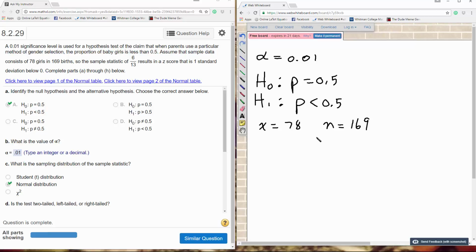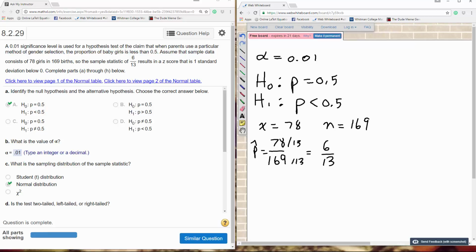All right, and it says assume the sample data consist of x equals 78 girls and n equals 169 births. And then they say 6/13. Well, if you reduce this fraction, so this is my proportion, my p hat, if you divide the top and the bottom by 13, all they did is reduce the fraction for you. So that's where that number comes from. It says results in a z-score that is 1 standard deviation below 0. So we go through all these steps.